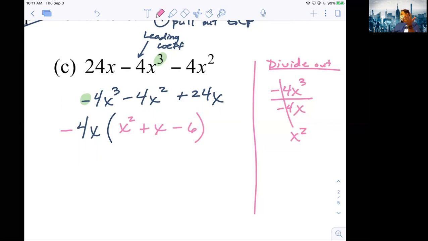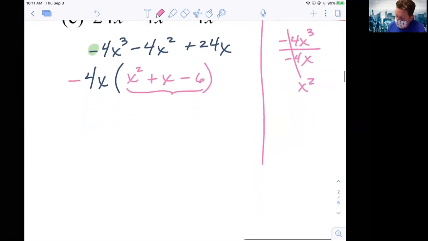Are we done? We did something. Are we done? Do we walk away? No, we persist, right? Until it's irreducible or they're all linear. So now we focus on what this is, and that is, again, a quadratic trinomial. And so does that factor anymore?